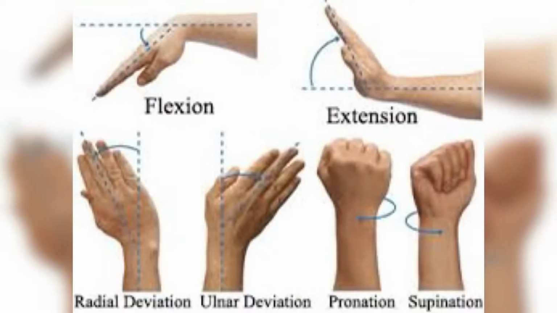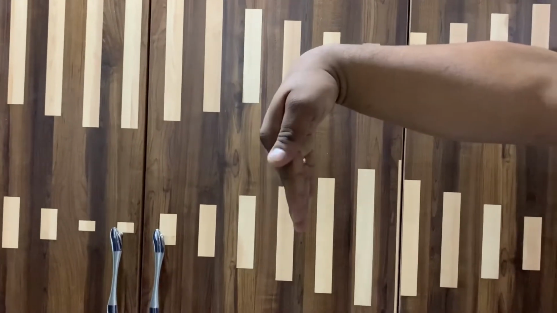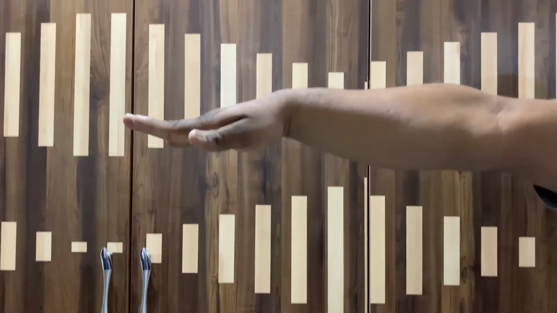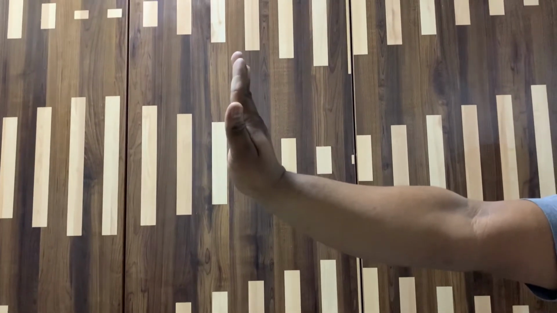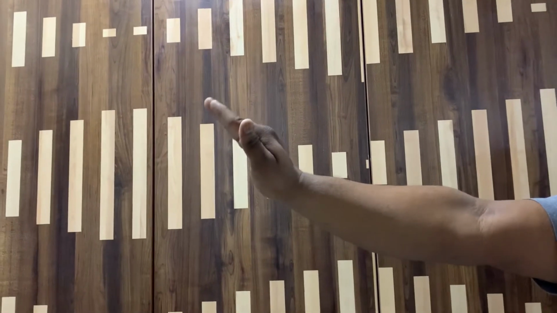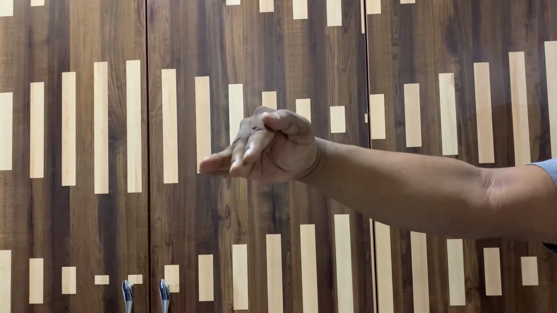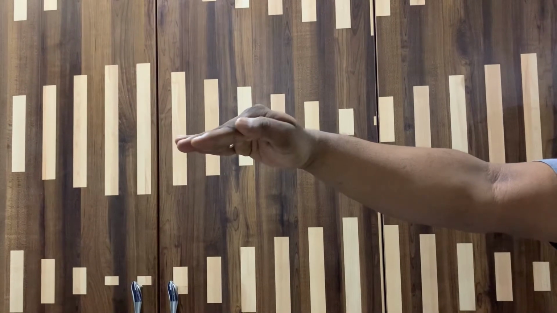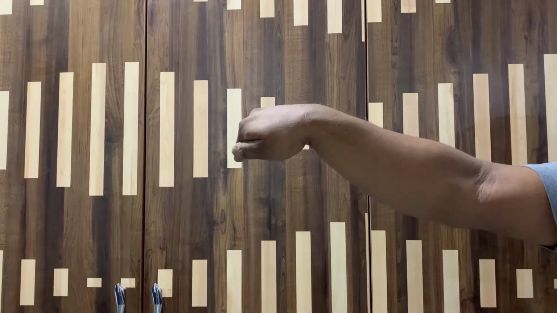Now we'll examine the wrist range of motion. First, for flexion, patient instruction should be palm down, point your fingers towards the floor. For extension, palm down, point your fingers towards the ceiling. For adduction, palms down, bring your fingers towards the midline. For abduction, palm down, bring your fingers away from the midline.